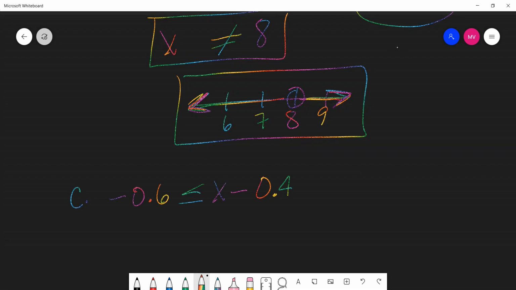Okay, so what do we have to do here to isolate our variable? Anybody? Do what? Andrew, what do I need to do to isolate my variable? Okay, you need to add 0.4 to both sides. Perfect.